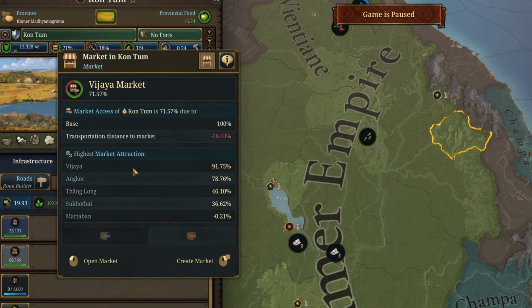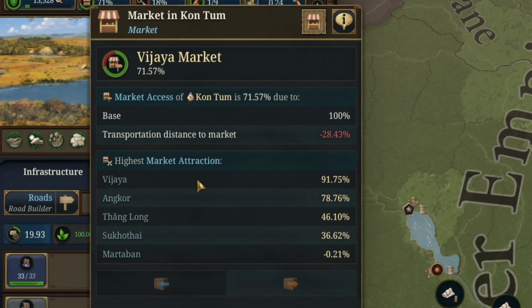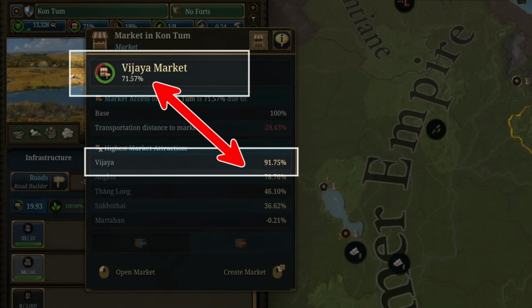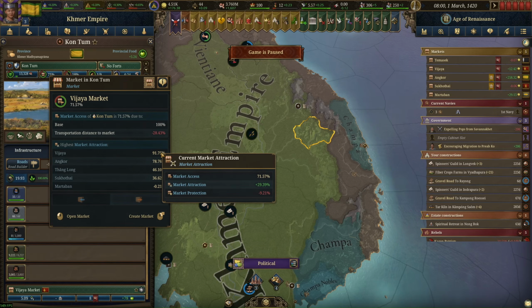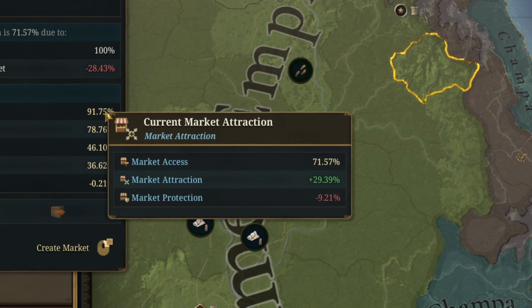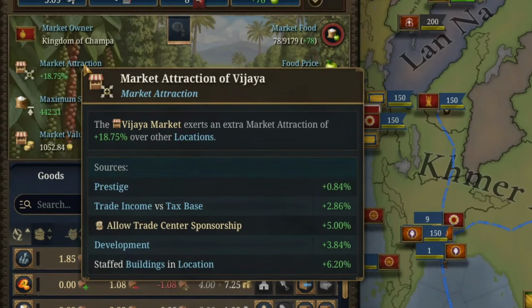Here a list expands, showing market attraction for that location. And the location always belongs to the first market on the list. All this is recalculated monthly, so yes, locations can change the market they belong to. But when you take a closer look at the numbers, market access does not match market attraction. And that's because a location is additionally modified by the attraction of the market it currently belongs to. And many other statistics influence market attraction itself.